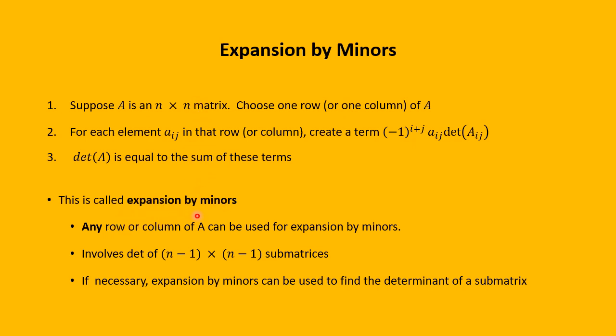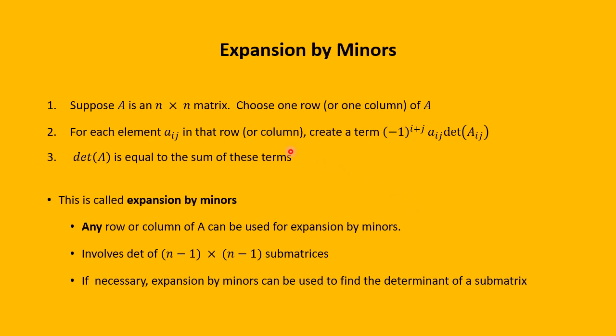Any row or column of A can be used for expansion by minors, and if a particular row or column has lots of zeros in it, your work might be a lot shorter if you pick that row which has lots of zeros. Since the submatrices are n minus 1 by n minus 1, if you started, for instance, with a 3 by 3 matrix, then the submatrices here are 2 by 2s, and we know how to find the determinant of a 2 by 2.